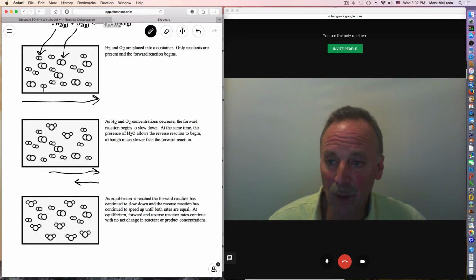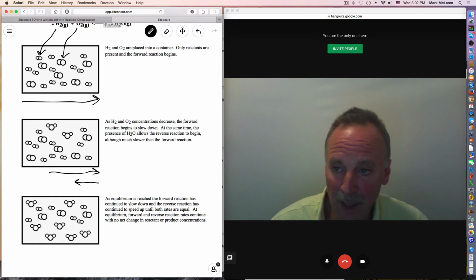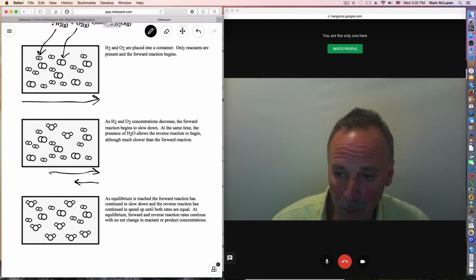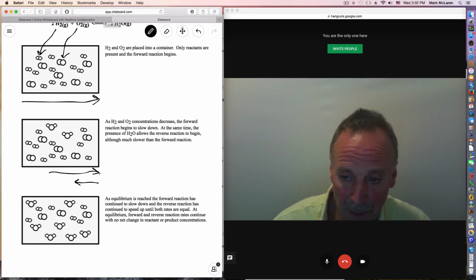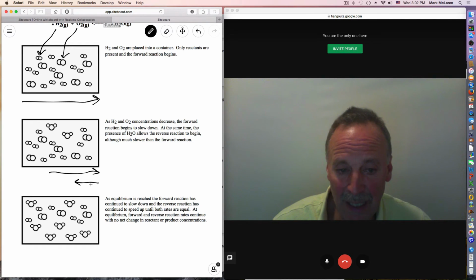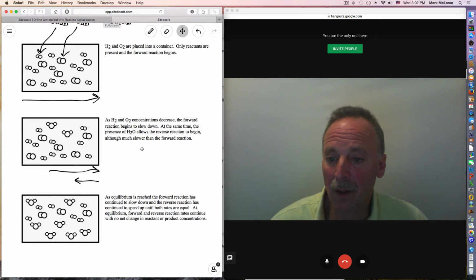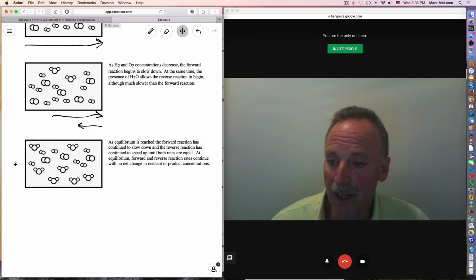So here, we only had our forward reaction, hydrogen reacting with oxygen. A little while later, though, as the forward reaction is slowing down, the reverse reaction begins, and it begins to speed up a little bit until we come to our third frame.